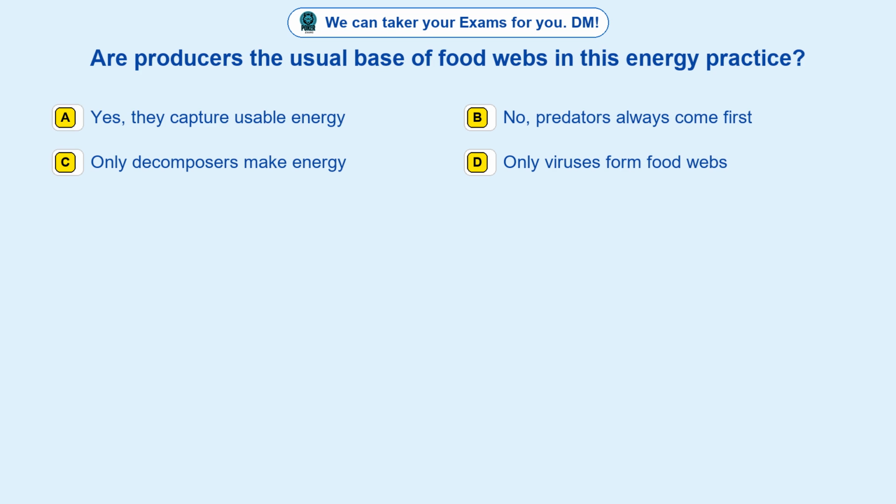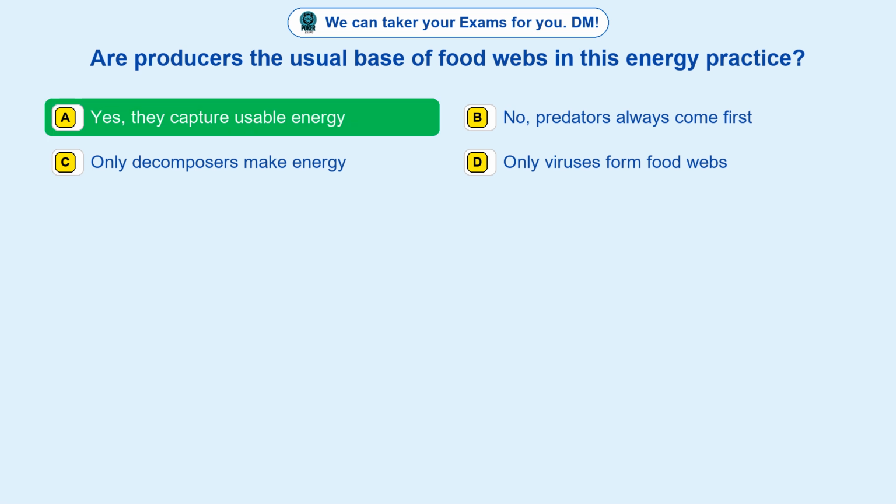Question 17. Are producers the usual base of food webs in this energy practice? Option A. Yes, they capture usable energy. Option B. No, predators always come first. Option C. Only decomposers make energy. Option D. Only viruses form food webs.